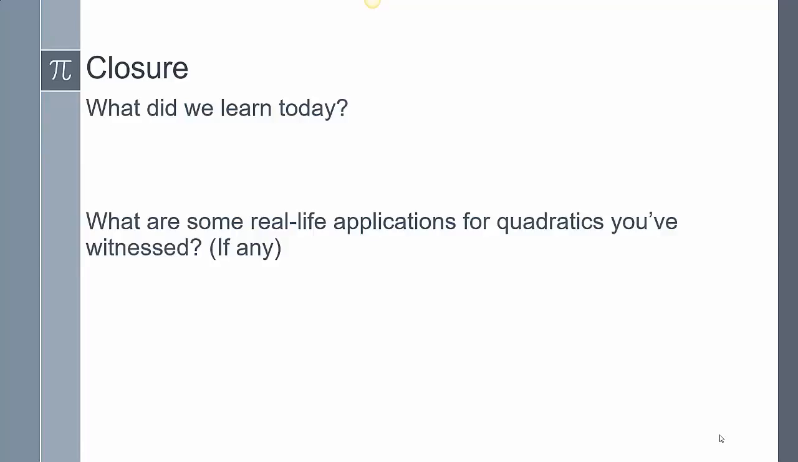To close today's lesson, what did we learn today? Well, we talked about real-life applications for quadratic equations. Now I want to hear from you. What are some real-life applications for quadratic equations that you've witnessed? I'm not saying that you have to go online and look for an example, but maybe there's something that you've seen as an application.